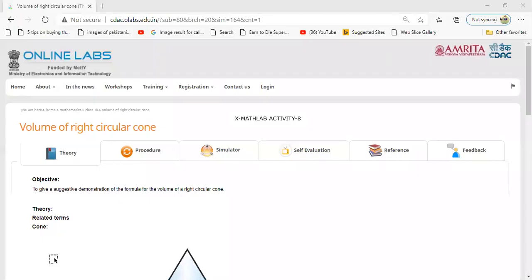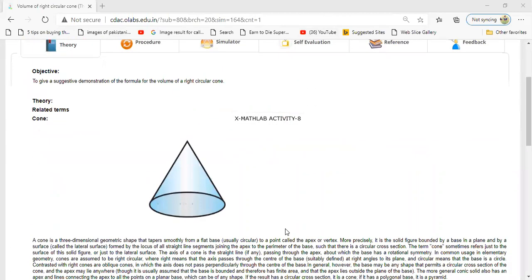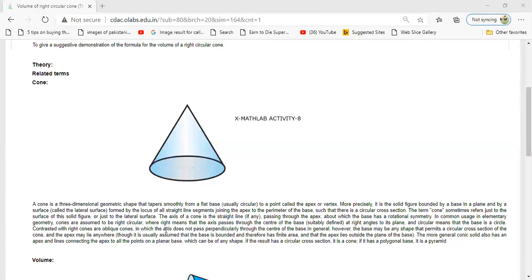Activity number 8, to give a suggestive demonstration of the formula for the volume of a right circular cone. Right circular cone. Some terms related to the cone.